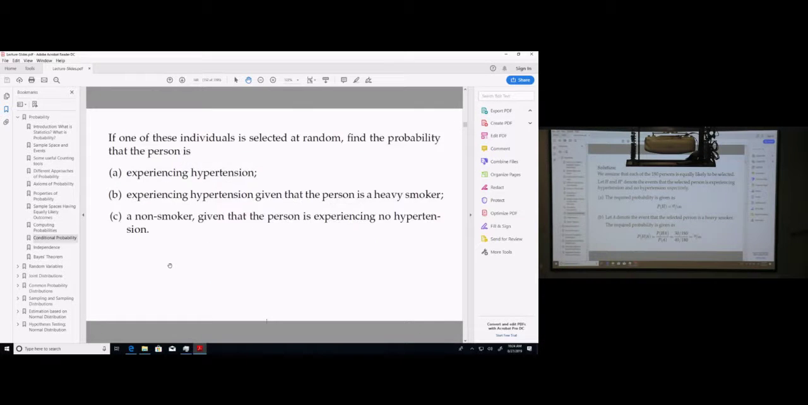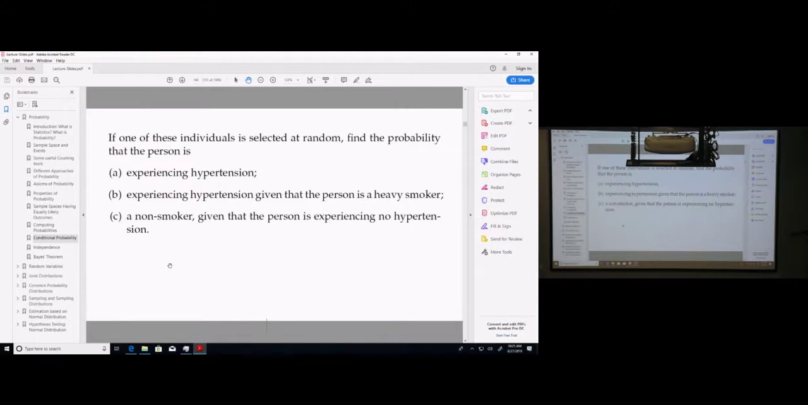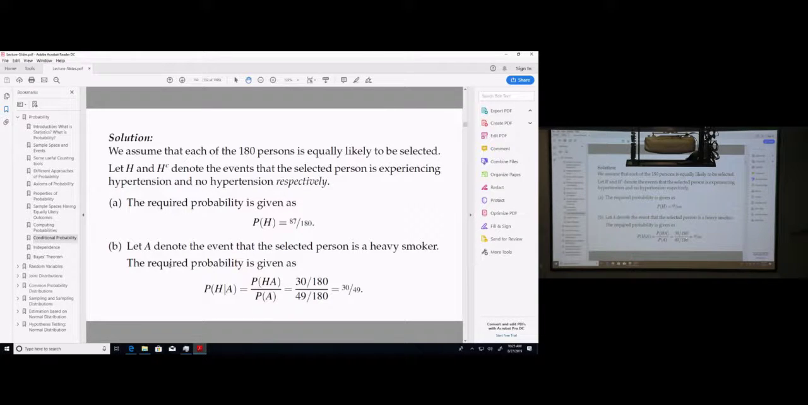And here we can go back to the table. So you go to hypertension and heavy smokers. So these 30 people belong to being heavy smokers and having hypertension. This is 30 out of 180. So that explains the numerator here. And if you go back to the same table, there are 49 people who are heavy smokers. So you will have this ratio, which is somewhat like 60%, all right?